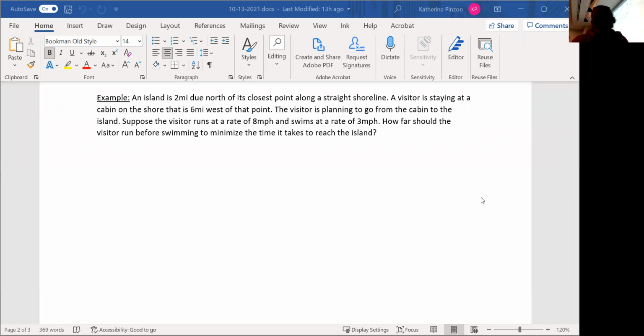An island is 2 miles due north of its closest point along a straight shoreline. A visitor is staying at a cabin on the shore that is 6 miles west of that point. The visitor is planning to go from the cabin to the island. Suppose the visitor runs at a rate of 8 miles per hour and swims at a rate of 3 miles per hour. How far should the visitor run before swimming to minimize the time it takes to reach the island?